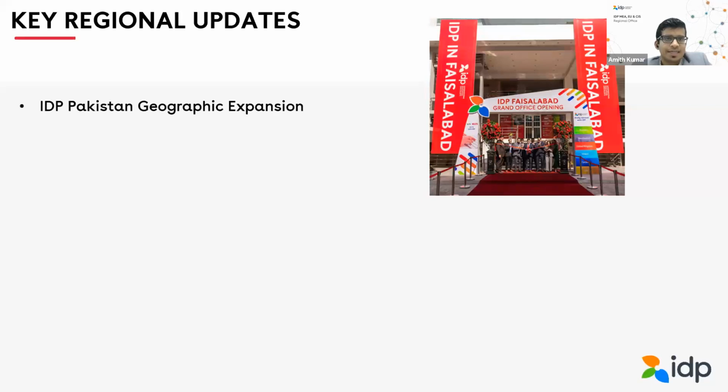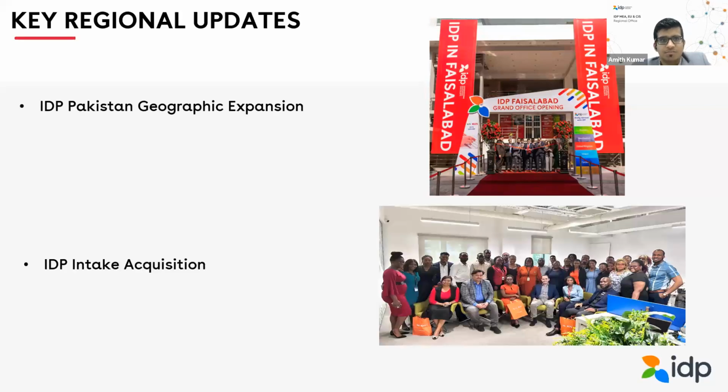I just wanted to share key regional updates. The first update I would like to share is about IDP Pakistan. Last month, we expanded into 2 other cities, Faisalabad and Gujarat. We are looking to progress into Rawalpindi sometime this year or early next year. That's in the cards. With Pakistan, we are geographically expanding and trying to reach across the country, not only virtually, but also through physical offices as well.